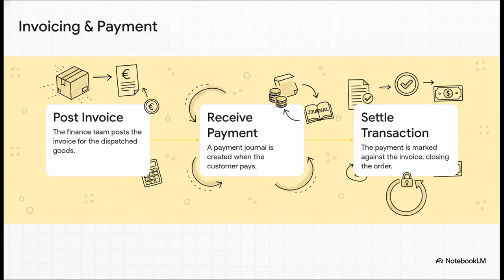And the moment that packing slip gets posted, the finance department gets an automatic alert to send out the invoice. Then, when ABC Company pays, that payment gets logged in a payment journal and applied right to the invoice, marking it as settled. And there we have it. From the initial order to the final payment, the journey is now complete.